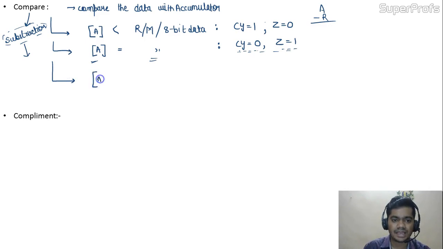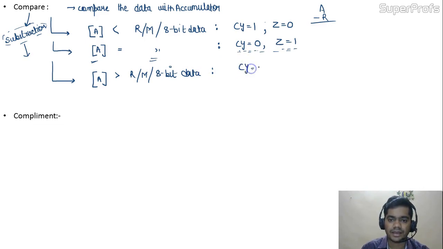Similarly, if the content of the accumulator is greater than R, M or the 8-bit data, then the carry flag would become 0, because if we are doing the subtraction like this and A is greater than R, it means that there is no need to take a borrow from outside.